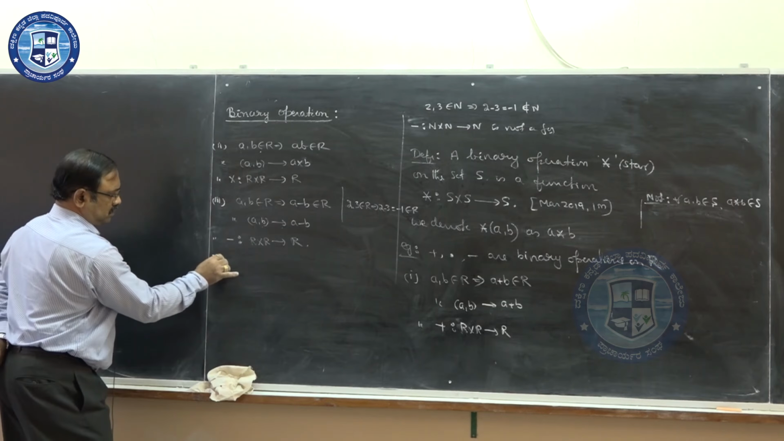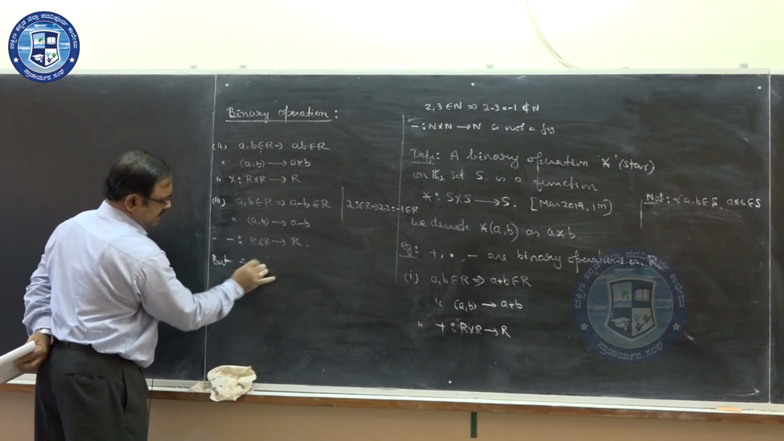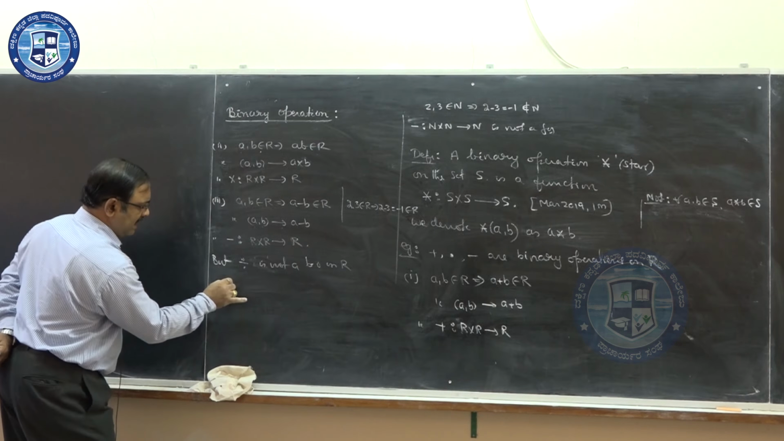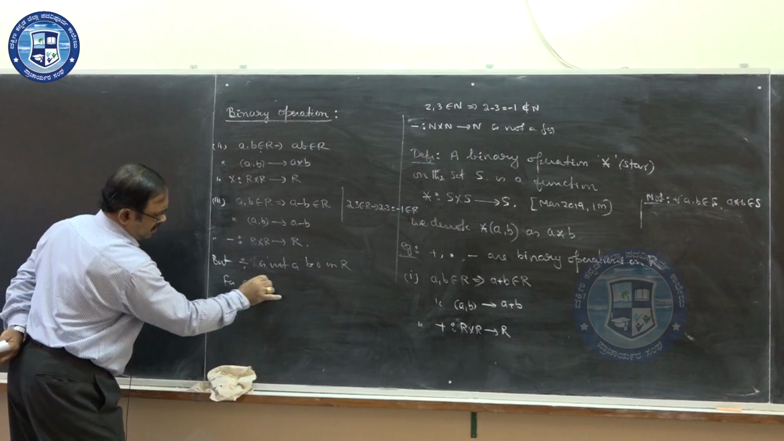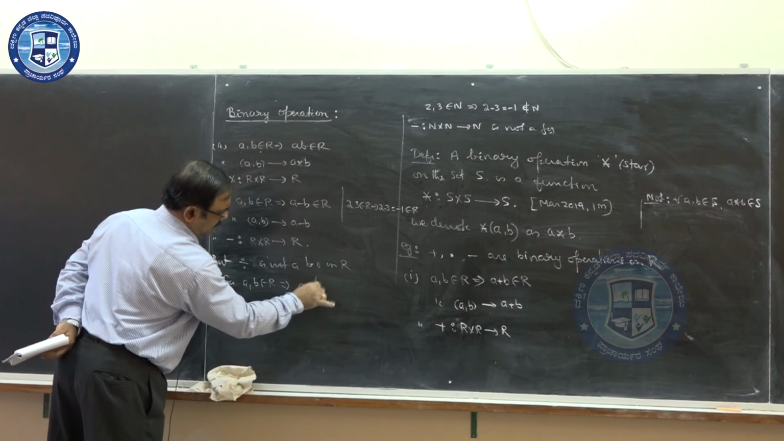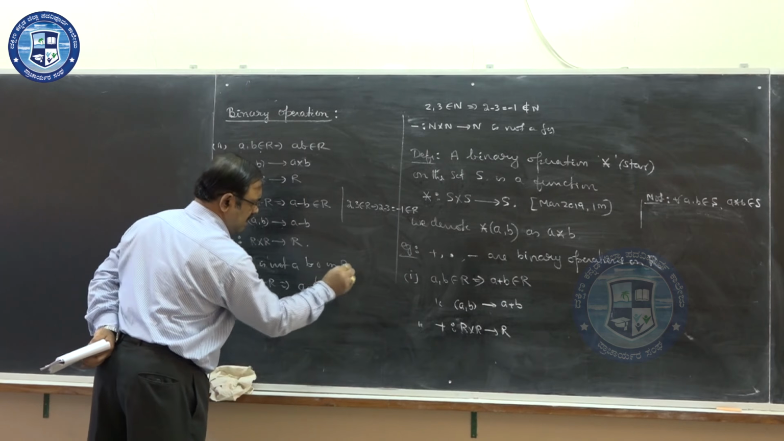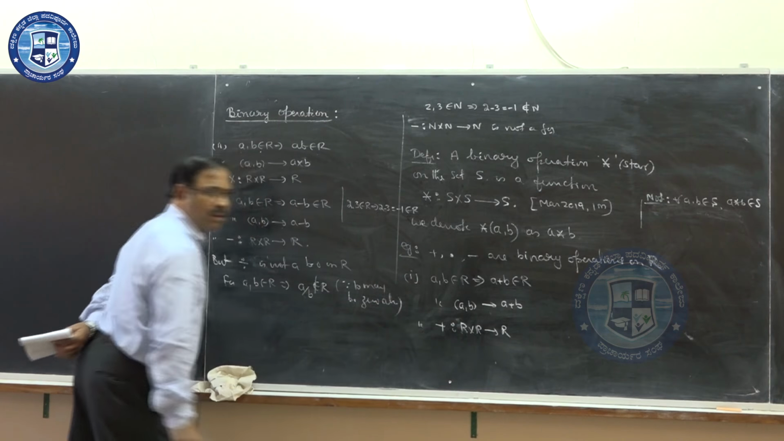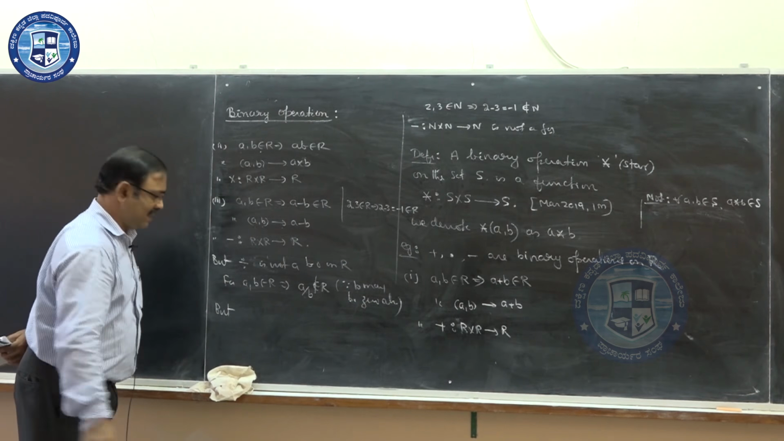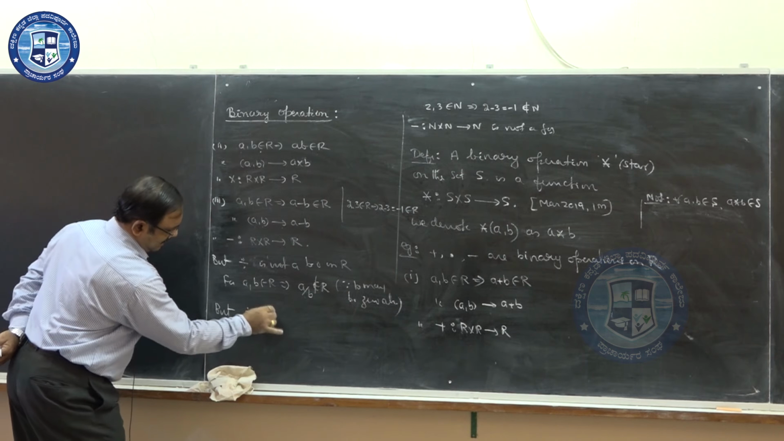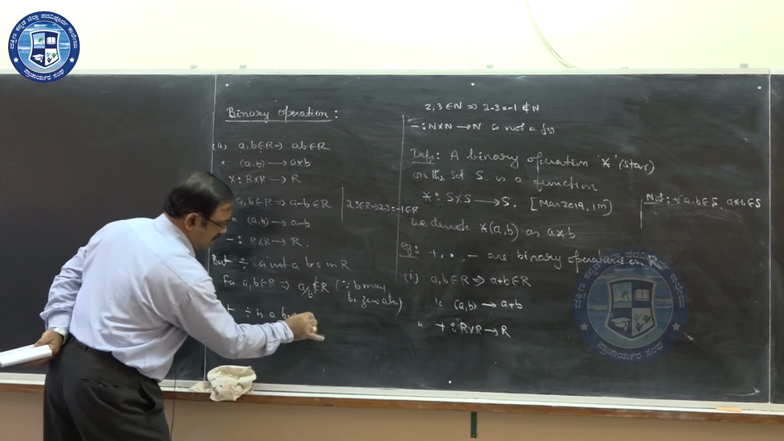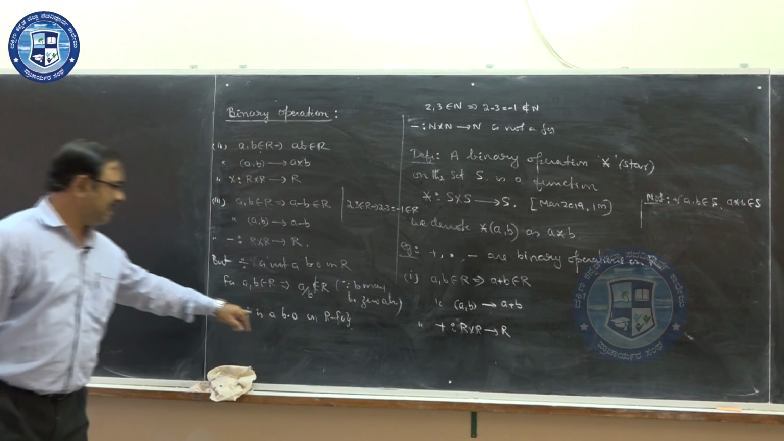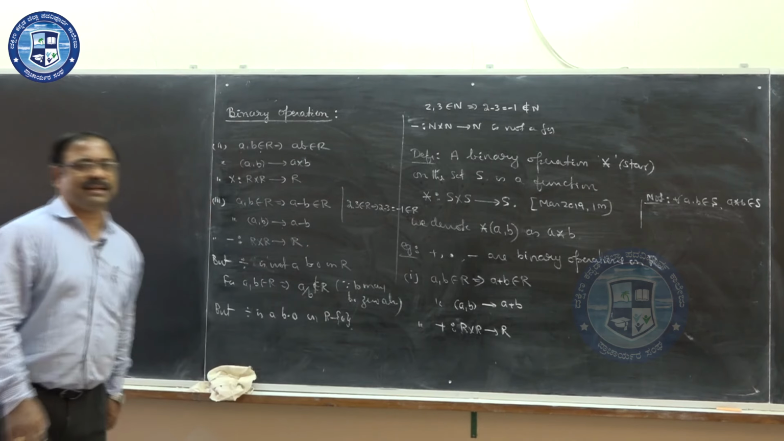But division is not a binary operation on R. See, for A, B belongs to R, A by B does not belong to R, because B may be 0 also. But division is a binary operation on R minus 0. Remember, division is a binary operation on R minus 0.